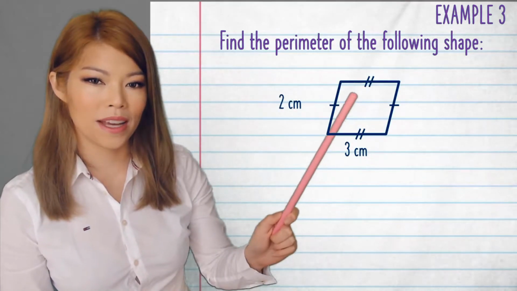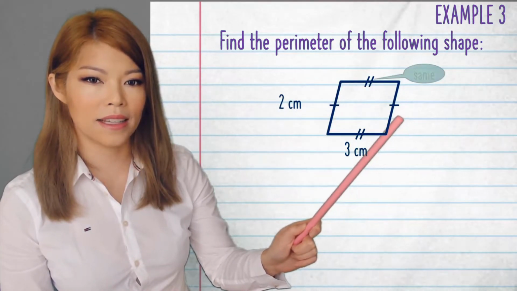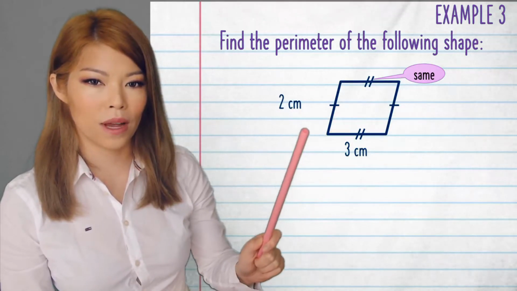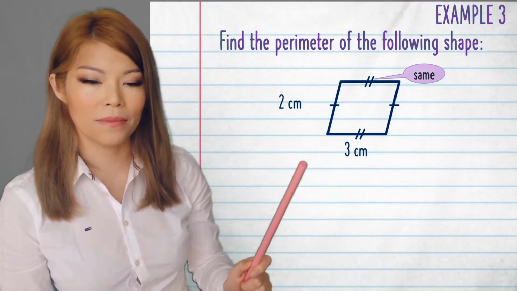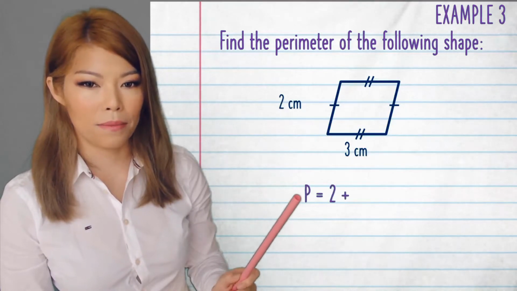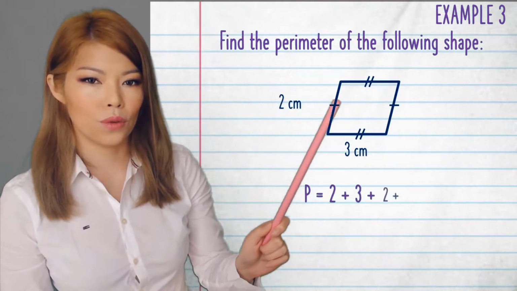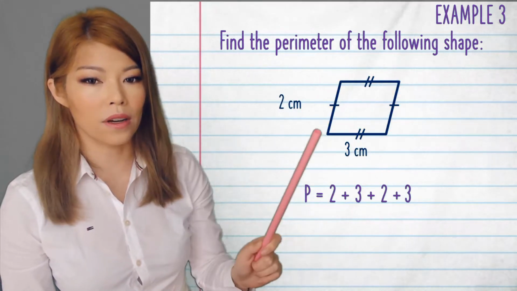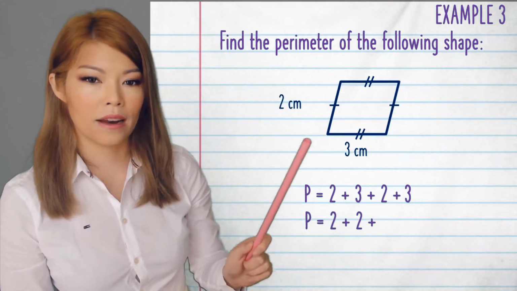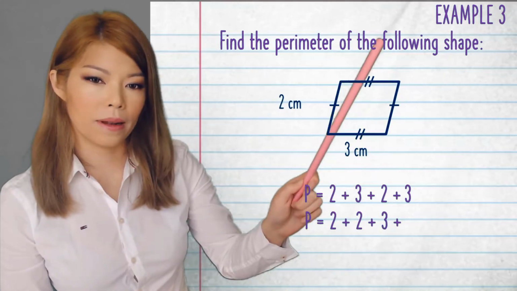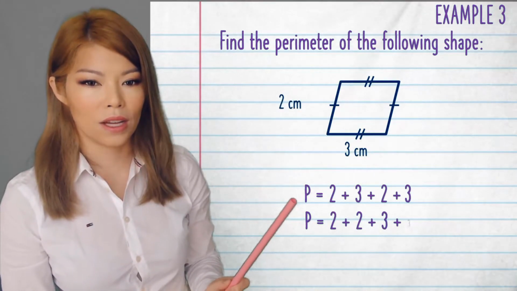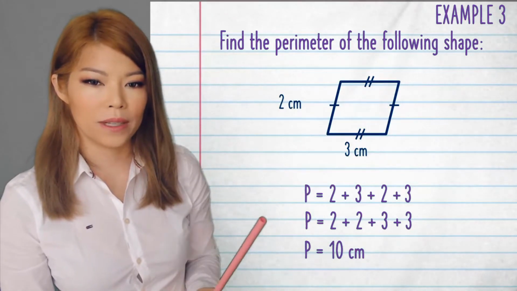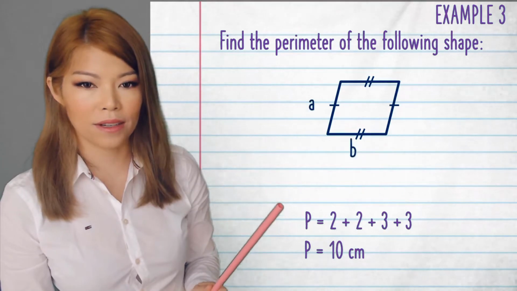For this one, again, that symbol means that side is the same. And those two are going to be the same. So we have 2 2s and 2 3s. So we can write perimeter equals 2 plus 3 plus 2 plus 3. So we went around. But it's okay to work it out as 2 plus 2 and 3 plus 3 because it's easier to do that numerically in your head. Whichever the case, the answer will be 10. So you can write any of the working out.